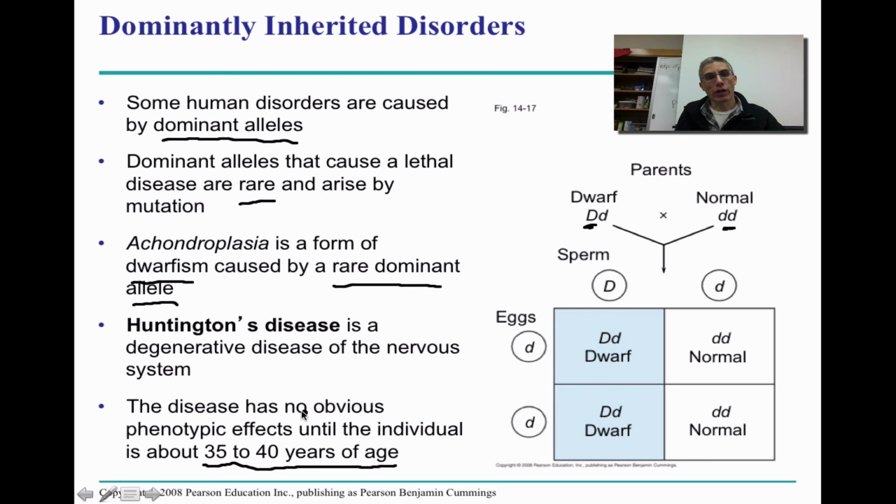So if you know that you have a family history of Huntington's disease, it's really good to have a genetic panel done to see if you actually carry this dominant allele. Because if you do, that would definitely be something you would not want to pass to your offspring.